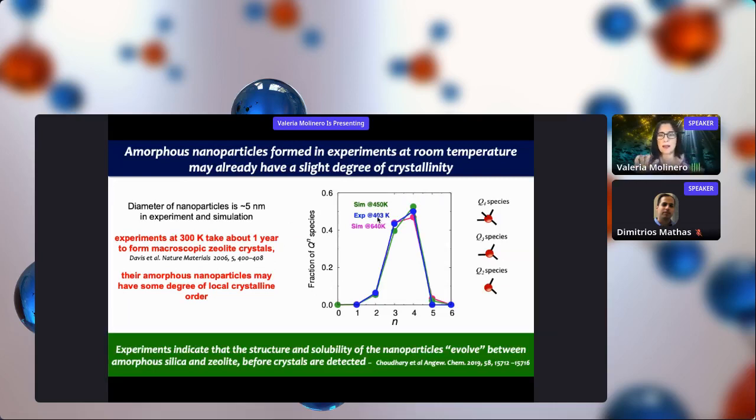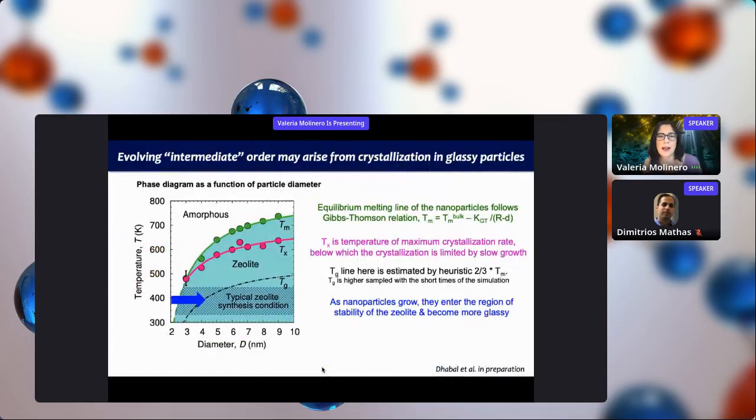So if these are the particles that form and the zeolite is not already in the initial particles that we see, why do we see that the transformation of the particles across their synthesis process looks like a continuous evolution between amorphous silica and zeolites? So experiments reflect this in structural and also in thermodynamic measures, that there is evolution in the structure and the thermodynamics before the crystals are detected. The question is, what is going on? Our interpretation of what's happening is that what we detect as an evolving intermediate really arises from a very slow crystallization within a glassy state.